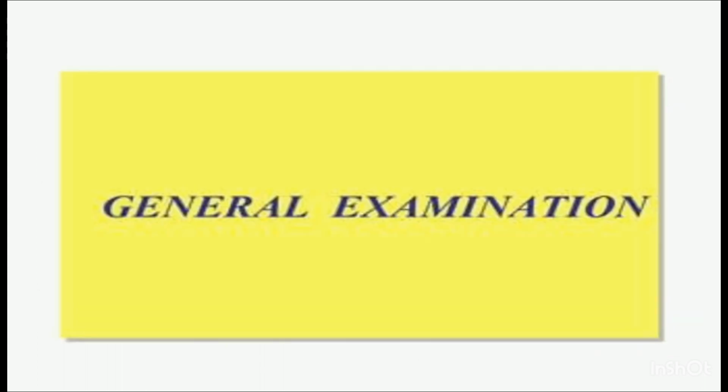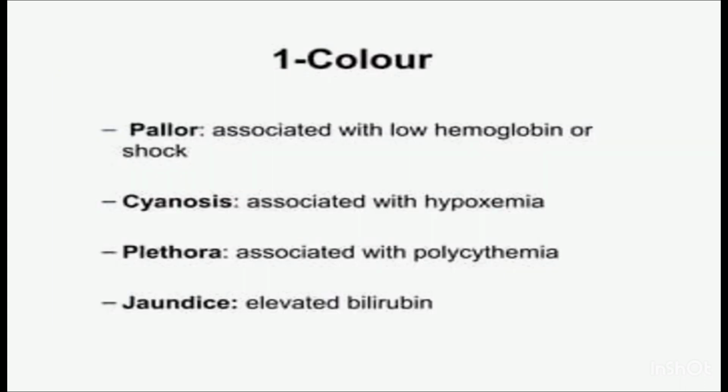Now the general examination of the newborn. In general examination, first is color. Pallor is associated with low hemoglobin or shock. Cyanosis is associated with hypoxemia. Plethora is associated with polycythemia, that is an increase in RBC mass. Jaundice is due to elevated bilirubin.